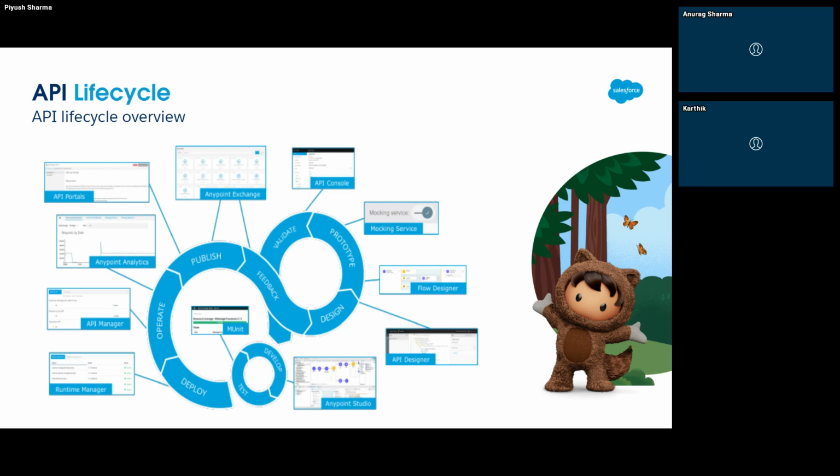And then on the operation part, we have Anypoint Analytics and API Manager. Once your API is up and running, we have to see if there are any errors and who is making requests to our calls. So different kinds of statistics and data you might want to collect, such as how many errors there are, and whether our JVM or memory is working fine.